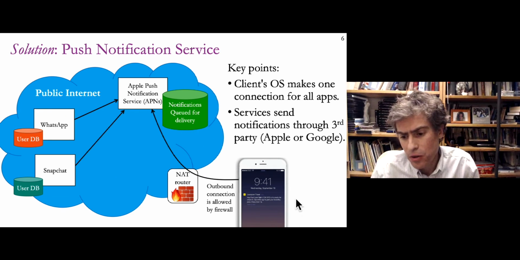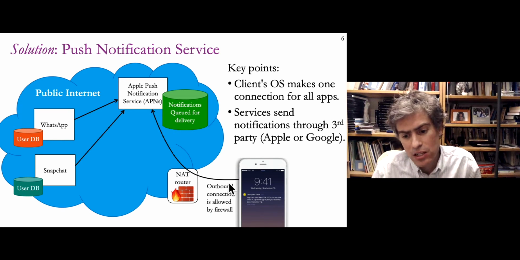The phone that wants to be able to receive push notifications from any one of the apps that are installed makes a single outbound connection to the push notification service. So this is like a central meeting place for the messages. The client makes a request. Outbound connections are allowed by the firewall. Outbound connections from the private local network to the public internet are possible, not the reverse direction. So it makes an outbound connection, and it leaves this connection open.